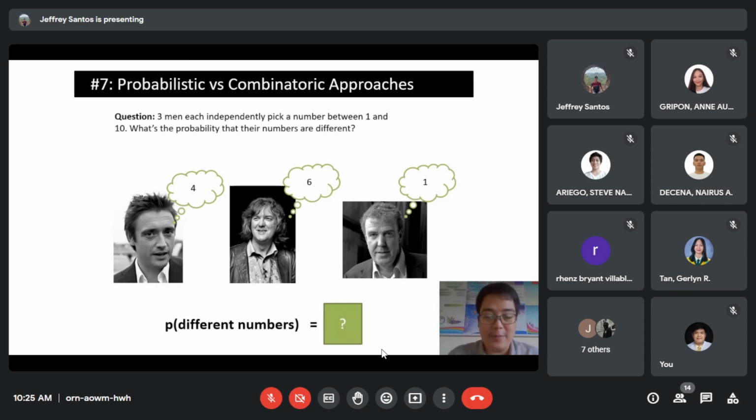Ayan, nagbigay tayo ng illustration. For example, si person individual number 1 get 4. Si second person get 6. And the last one get 1. Ayan, so what is the probability that their numbers are different? Ayan, sabi dyan, it's 18 over 25. Bakit kaya or paano kaya naging 18 over 25 ang sagot?